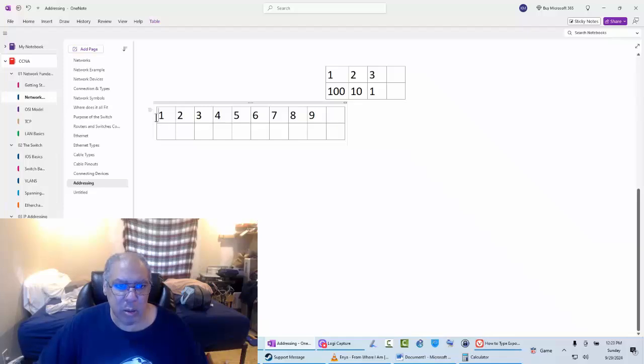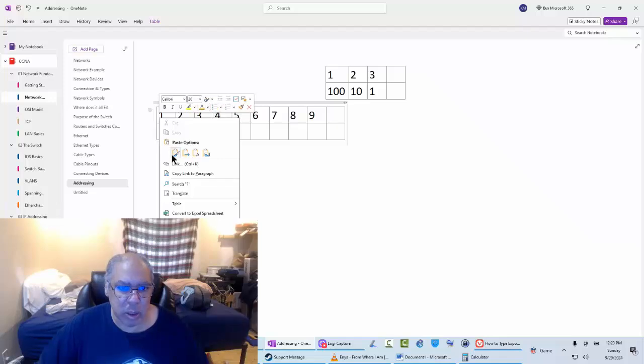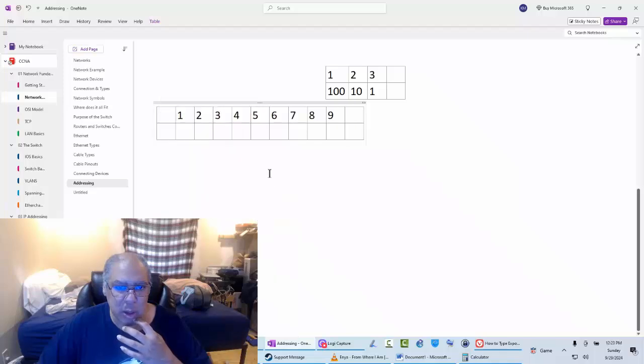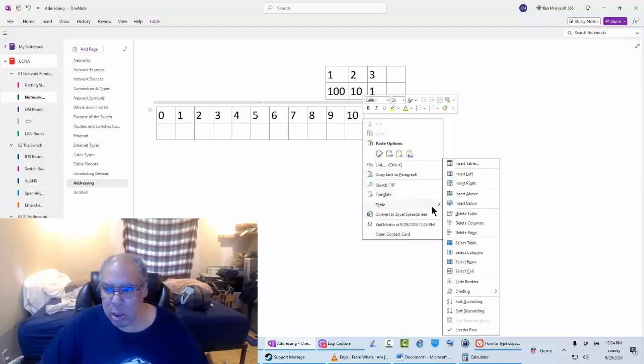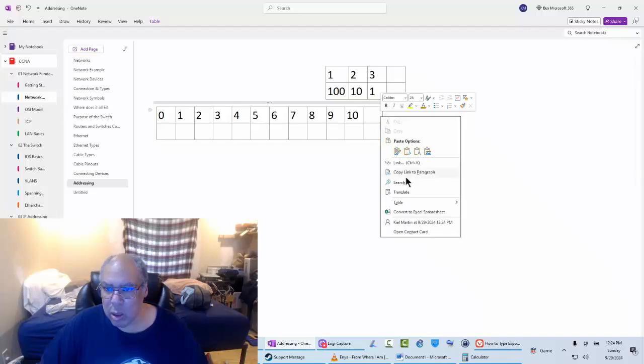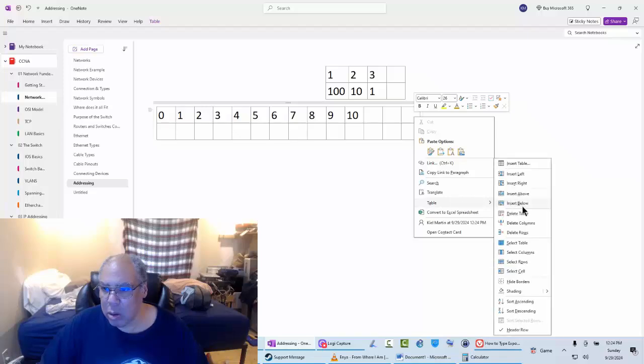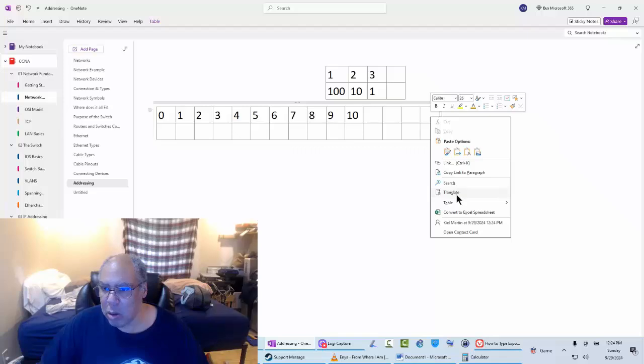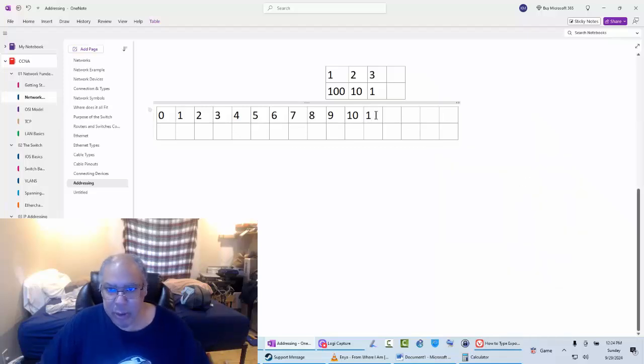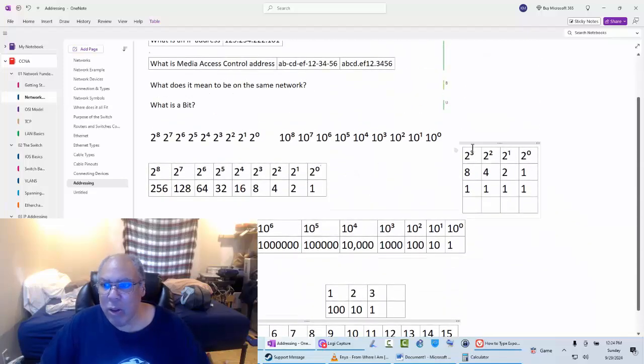Let's copy. Let's right click here. Probably better if I actually just continued on. Table insert left. Okay, so now we're going to insert right. 11, 12, 13, 14, 15. Okay, what are our values in our 4 bits?